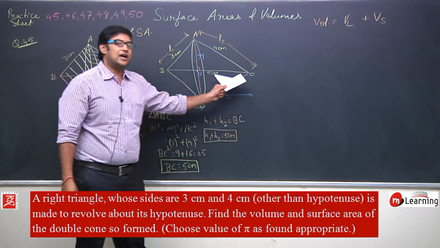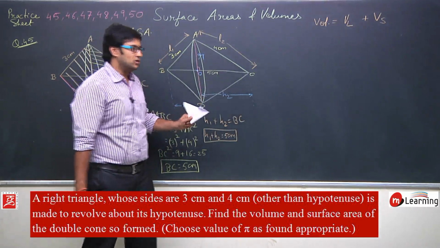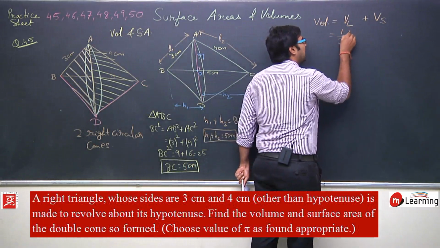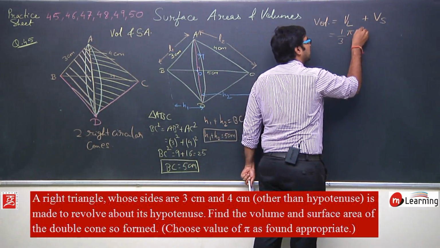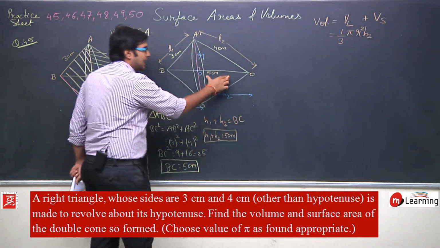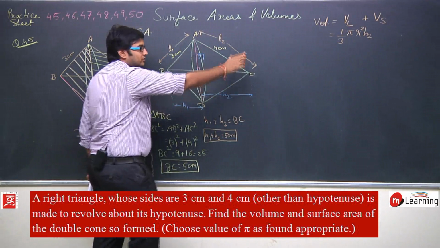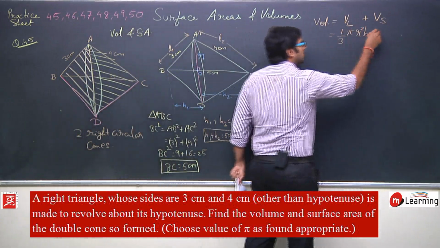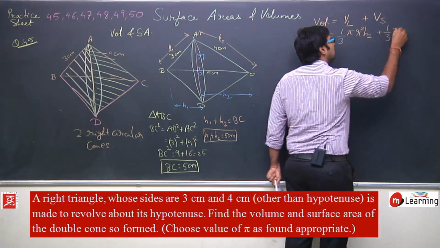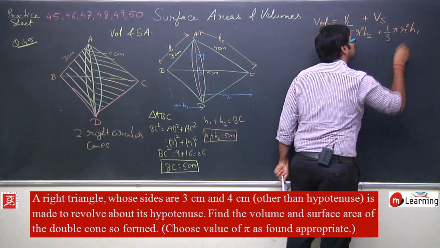Now what is the volume of larger cone? Since it's a right circular cone, the volume will be equals to 1/3 pi r square into h. H means h2. h2 is the height of this larger cone. So it will be 1/3 pi r square h2 plus volume of smaller cone, it is 1/3 pi r square h1.